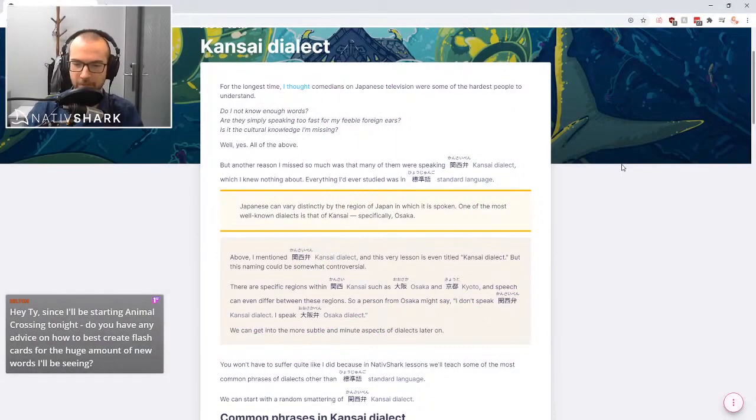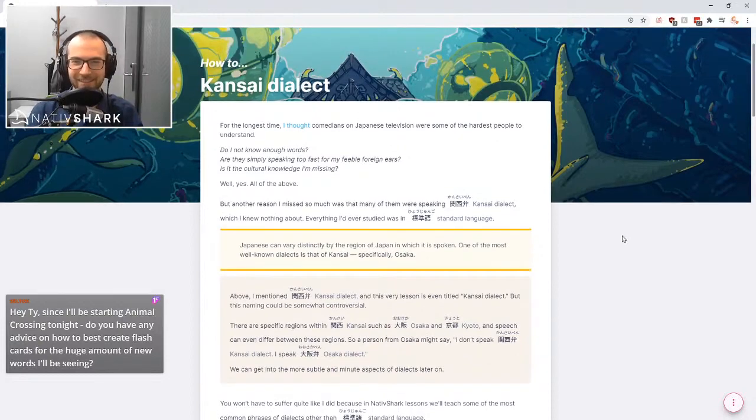Hey Ty, since this will be starting Animal Crossing tonight, do you have advice on how to best create flashcards for the huge amount of words I'll be seeing? Ooh, that is a very good question. And there is a lot to doing that.